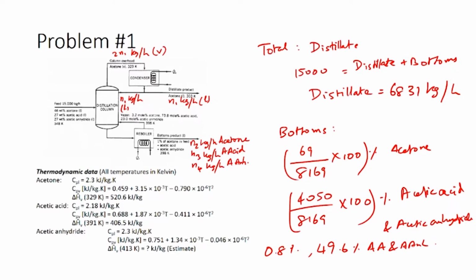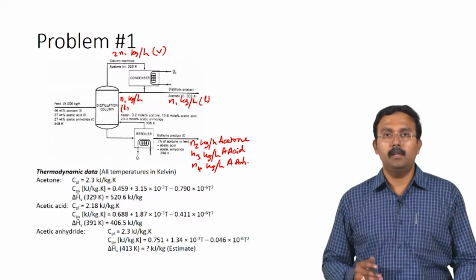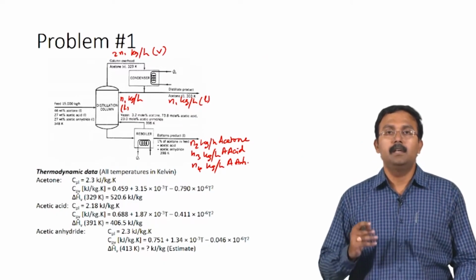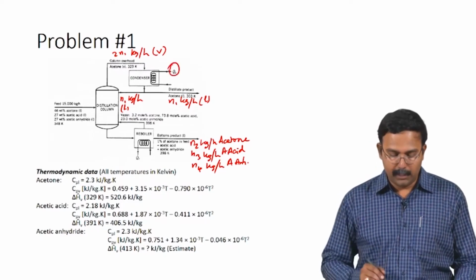With that, we have performed the required material balance calculations. We can now move on to the second part of the problem. In the second part, we have been asked to calculate QC dot, which is the cooling requirement of the condenser. So, this QC dot needs to be calculated.